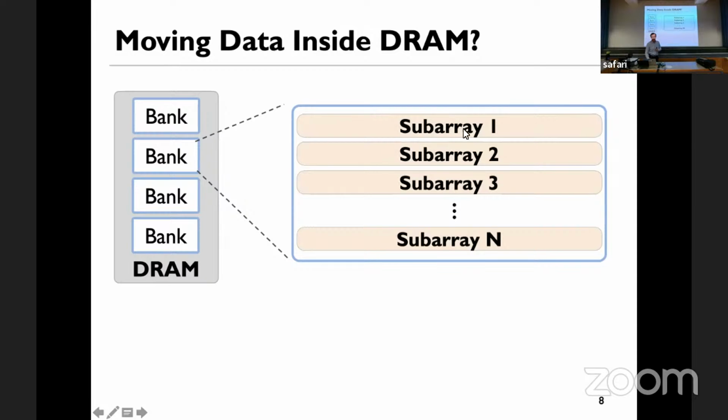a source page to a destination page, if they're inside the same subarray, that's easy. We said that 2 consecutive activates can enable that very efficiently, right? We said 90 nanoseconds in the RowClone paper. You may be reading the RowClone paper in your homework, for example, and reviewing it.